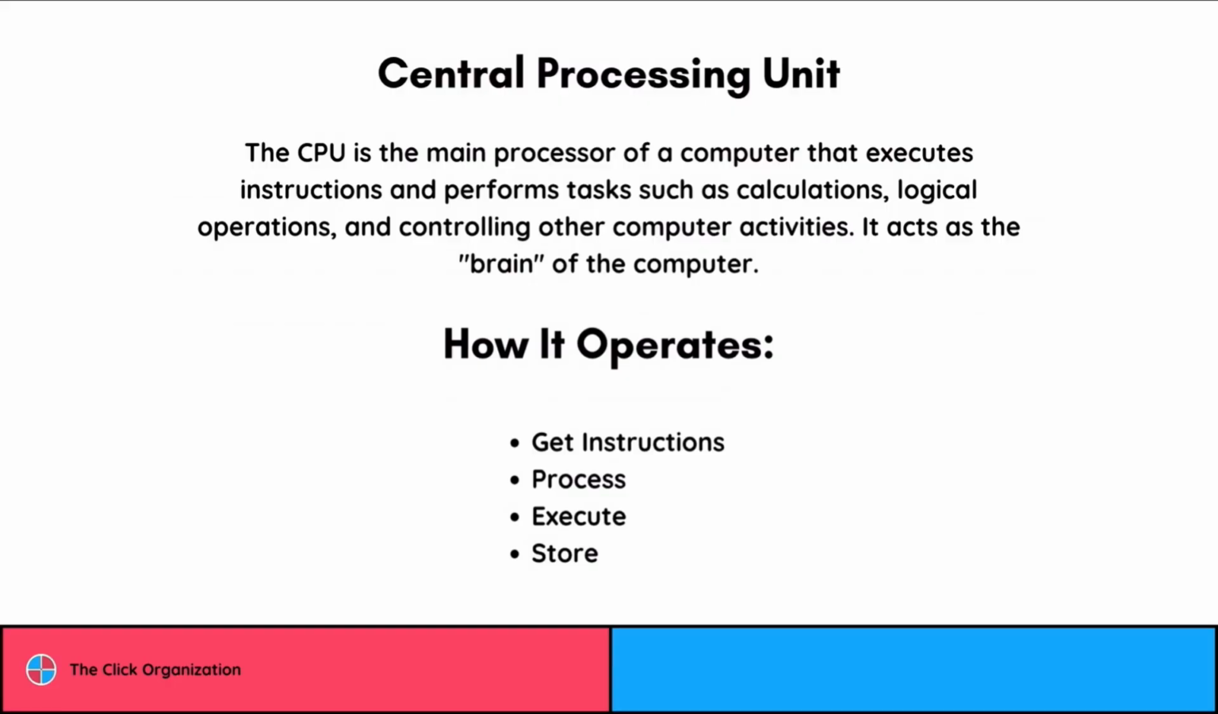Let's start with the Central Processing Unit, or CPU. The CPU is the main processor of a computer that executes instructions and performs tasks such as calculations, logical operations, and controlling other computer activities. It acts as the brain of the computer.